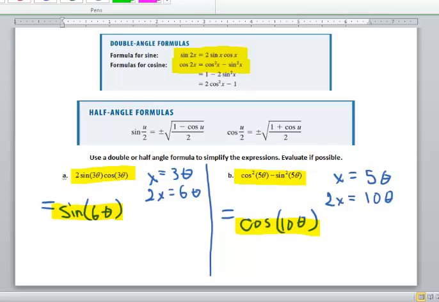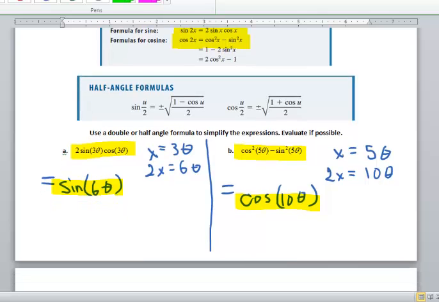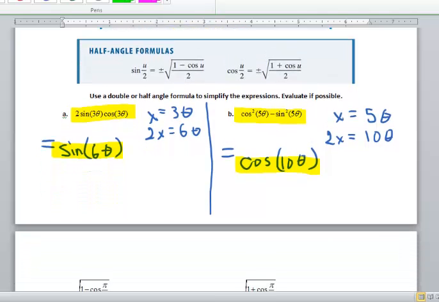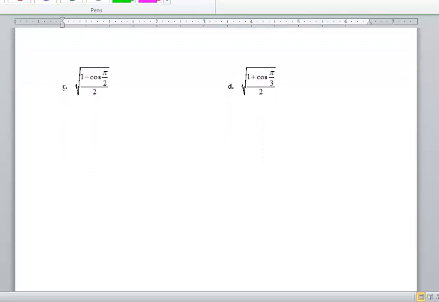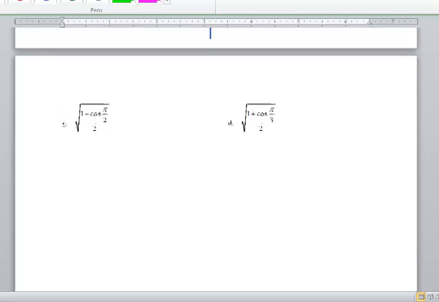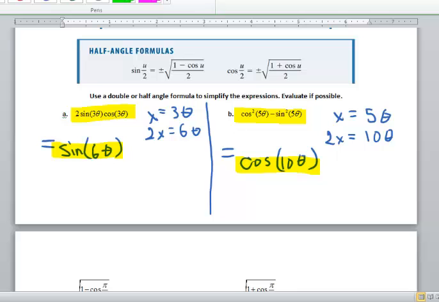And again, like I said, it says evaluate if possible. Here I can't evaluate it because I don't know what theta is. So if they could give me a value of theta, then I could evaluate it. But I don't know what theta is. So I just have to leave it in that simplified form. So that was double angle formulas from right to left. And this is going to be very similar. Because now what do these look like? These then look like the right-hand side of the half angle formulas.